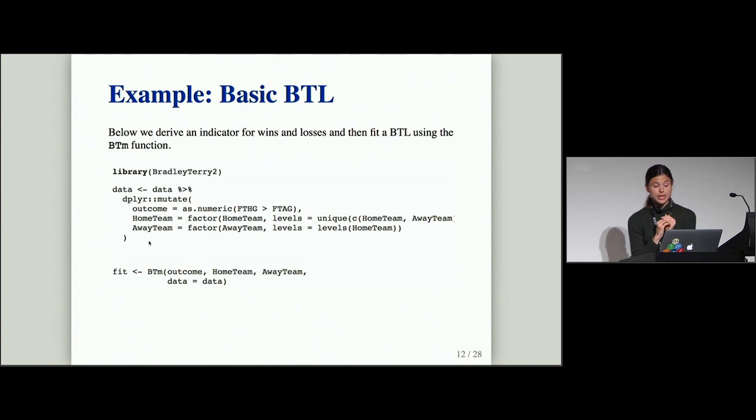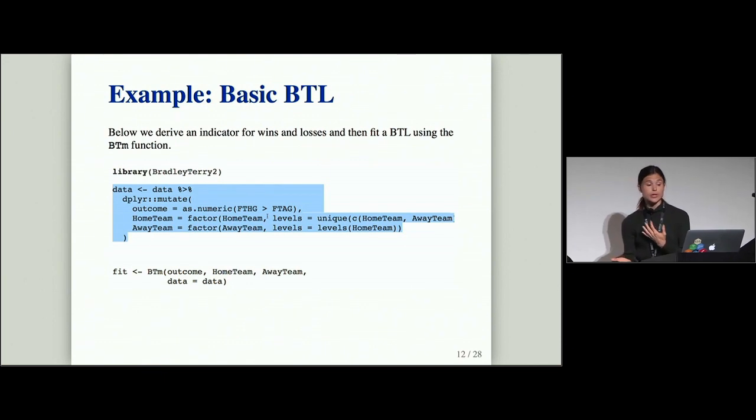Okay, to fit our first Bradley-Terry model, we want to get that data into the structure that we need for the BTM function. As I said, we need the outcome, and then factor versions of the competitors, ensuring that they have the same levels. The way that I've done that is shown here. Our outcome is just going to be a win or loss. We attribute the outcome to the home team if the home team had the greater number of goals.